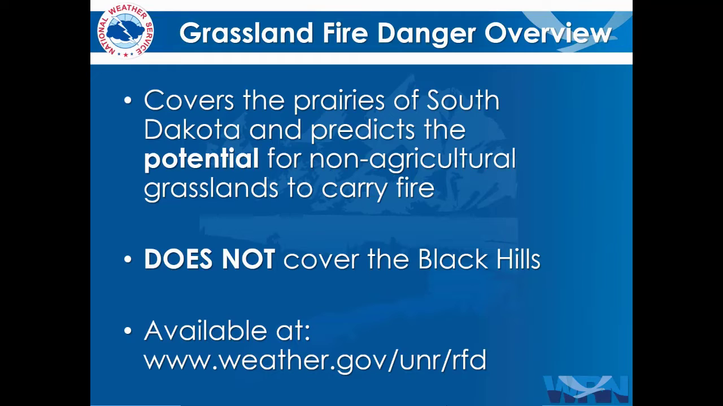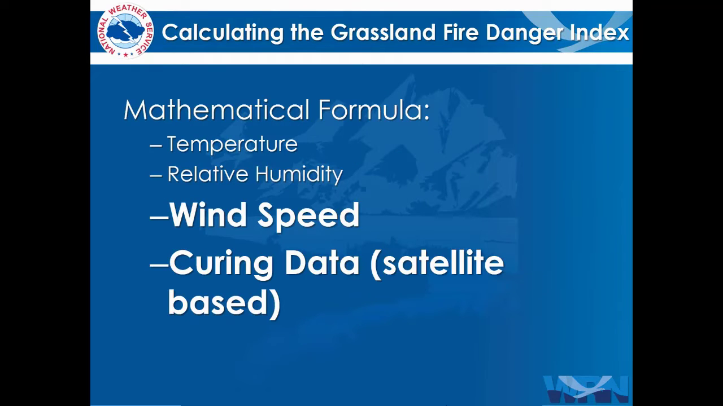And it's available at our website, weather.gov/UNR/RFD. It's a mathematical formula that we use to produce this product. The three weather elements that go into this product are temperature, relative humidity, and wind speed. And then we also use curing data, which is satellite derived, and I'll talk a little bit more about that in a minute.